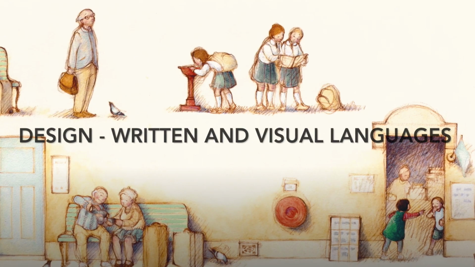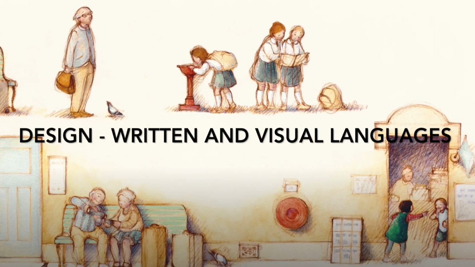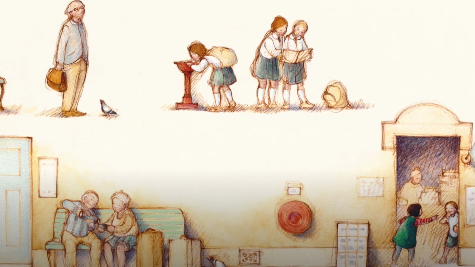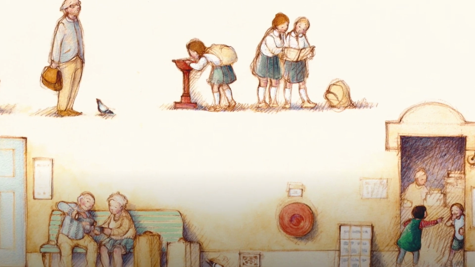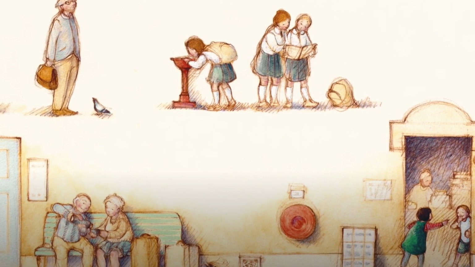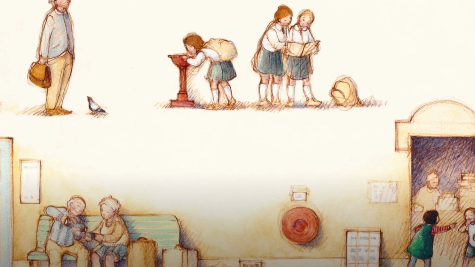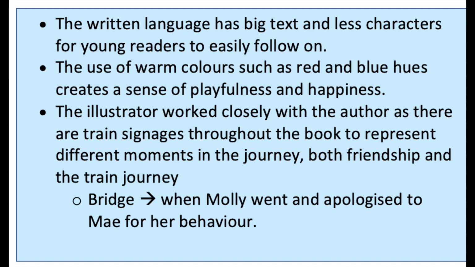Design and relationship of the written and visual language. There is more imagery than written language on each page. This allows the readers to appreciate the paintings of each character and setting. The written language has big text and less characters for younger readers to easily follow on.